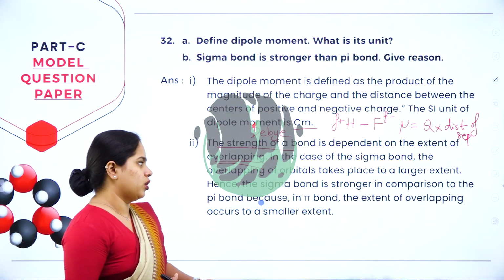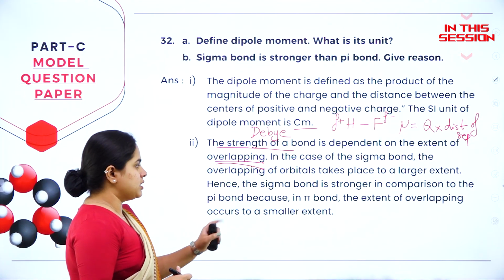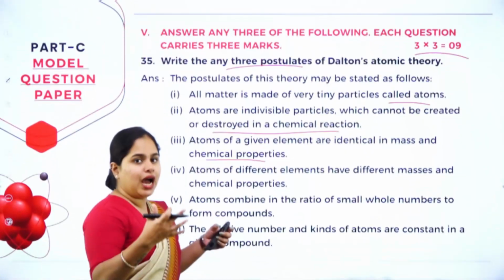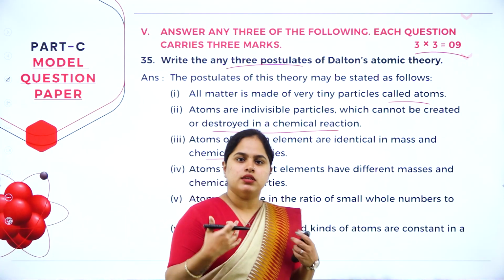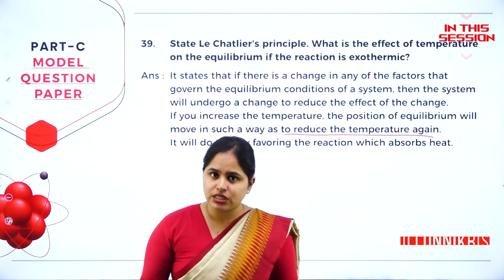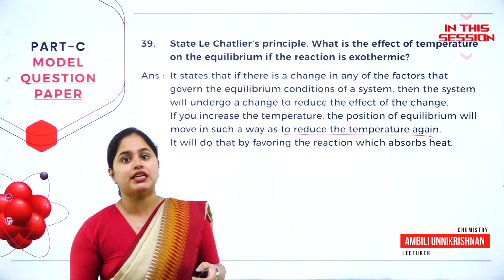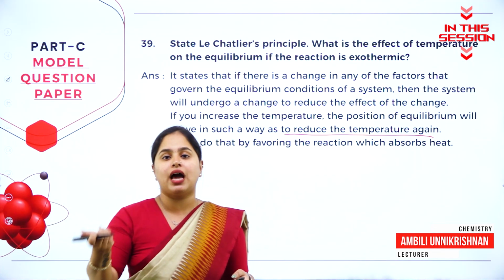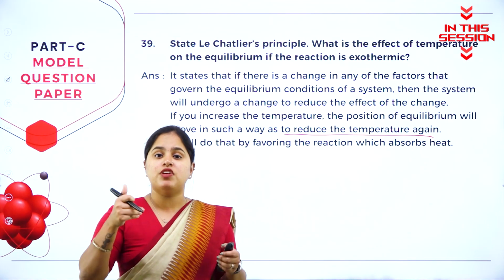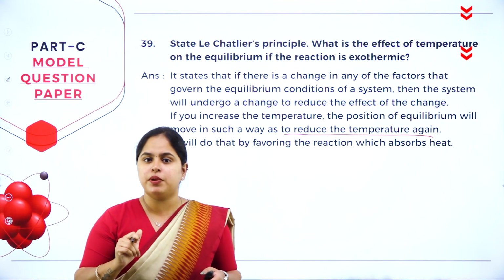Hence, sigma bond is stronger in comparison to pi bond, because in pi bond, the extent of overlapping is happening in a smaller extent. Atoms of same element will be having same properties. Atoms of different elements will have different properties. The reaction is happening and the temperature is increasing, means what will happen to the equilibrium? According to Le Chatelier's principle, the system will try to now decrease the temperature.